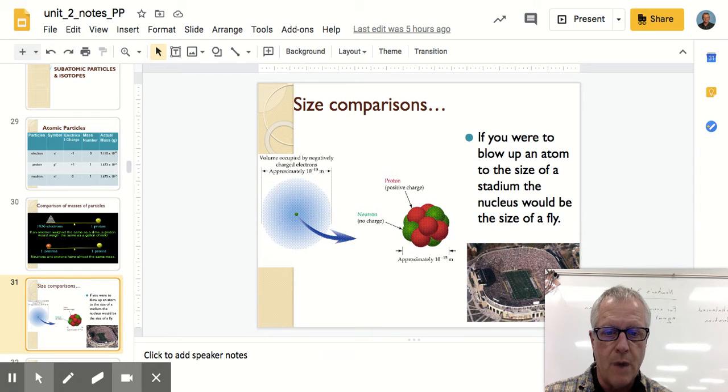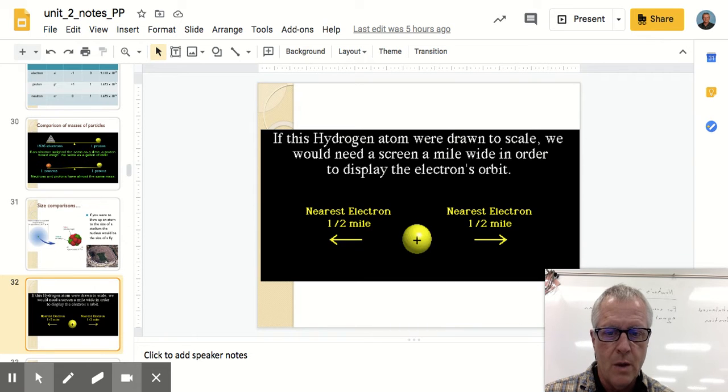In terms of a model of an atom, if a fly were to be the nucleus in the middle of a stadium, that would be the size comparison of an atom size. So really, when we look at the perspective of the size, the nucleus is minimal in size. Although it has the most mass, it's minimal in size. Electrons just have a lot of space to move around the nucleus.